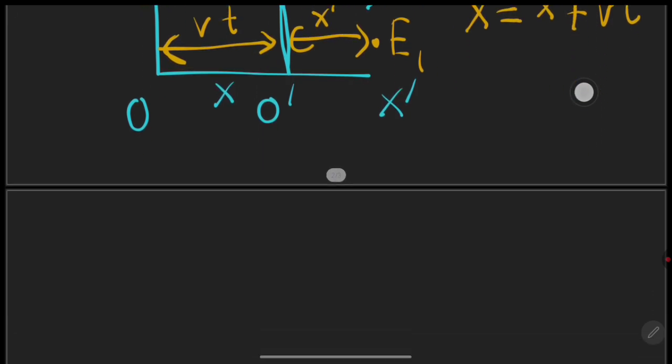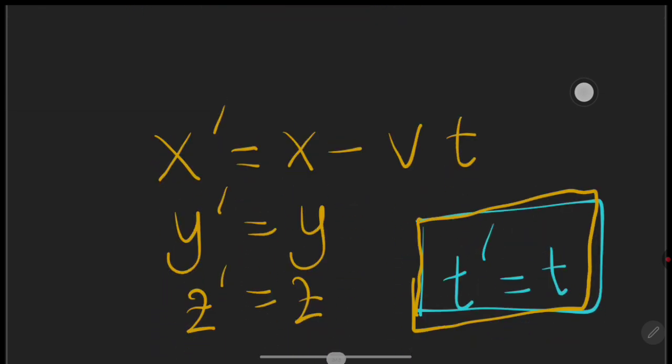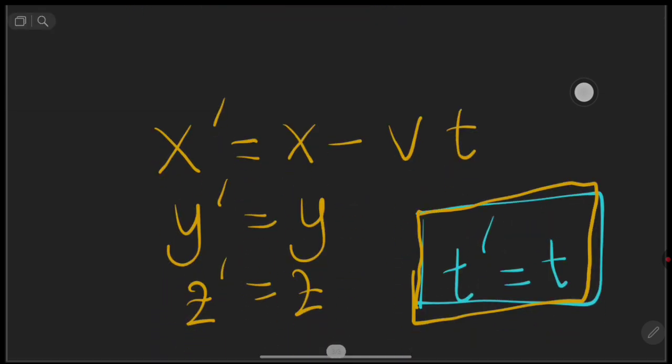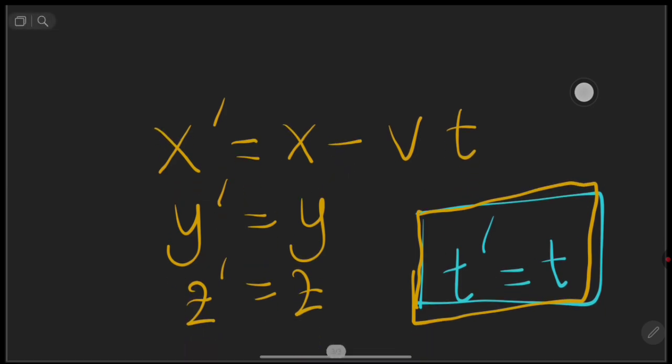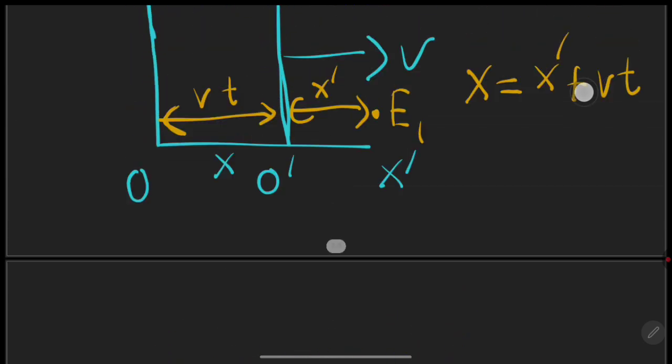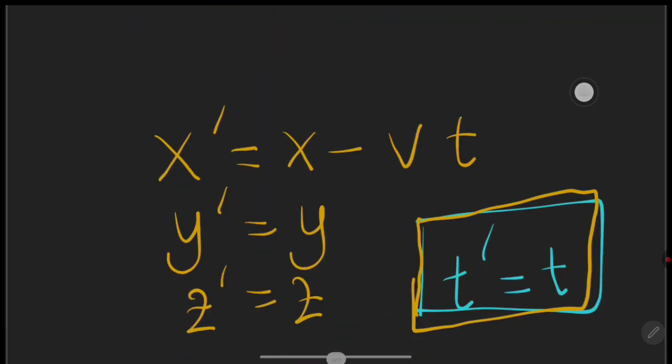When we consider all these transformations together, we can write them as x prime equals x minus vt, y prime equals y, and z prime equals z. This is what we call the Galilean transformations, and here you may see that I have written this the other way. So this is the inverse transformation of the transformation that I have written here.